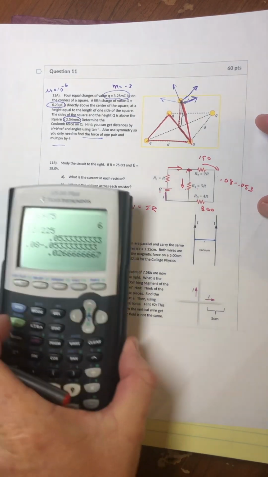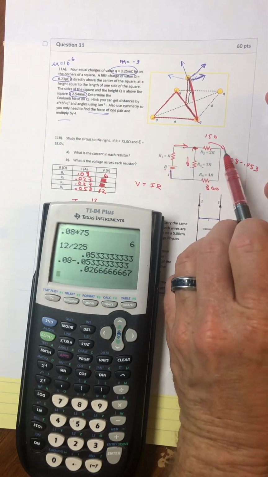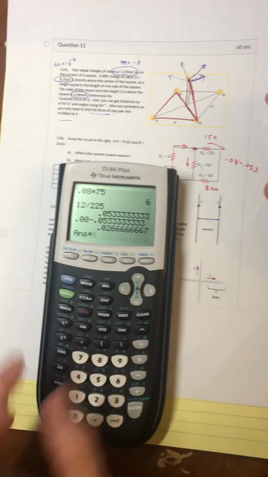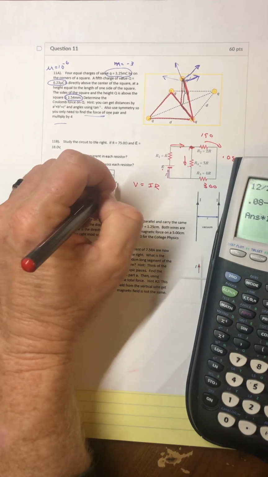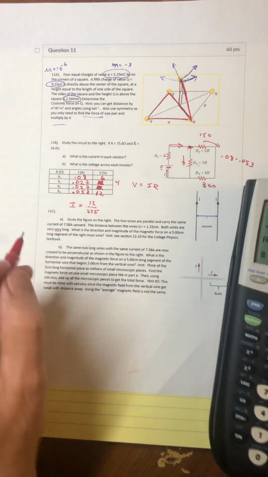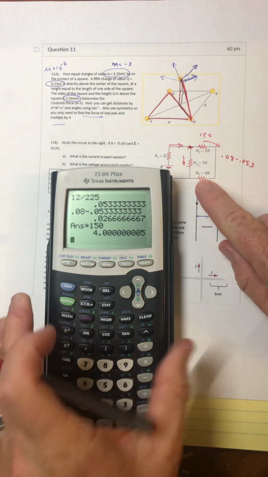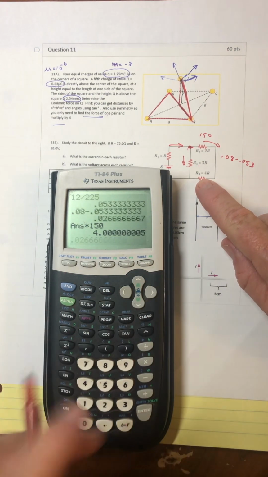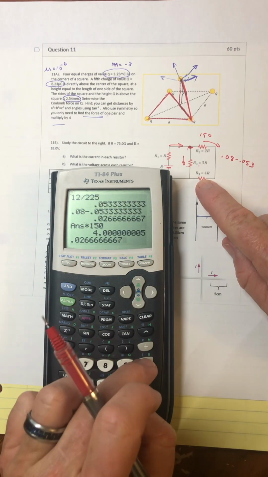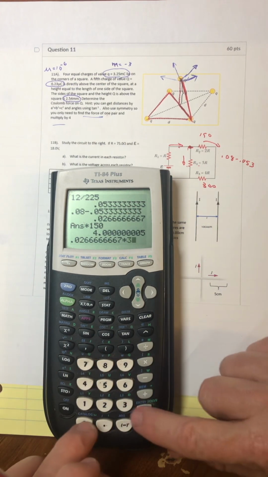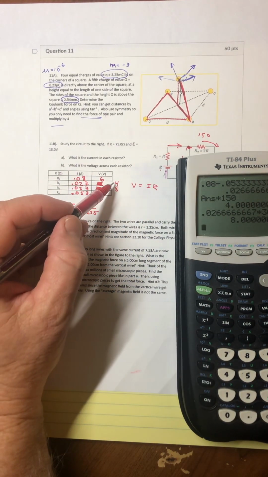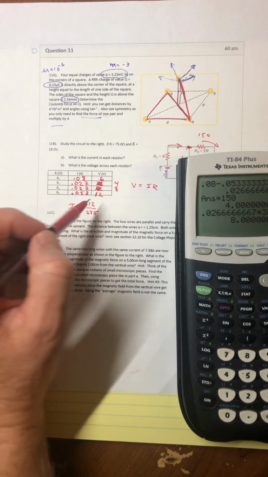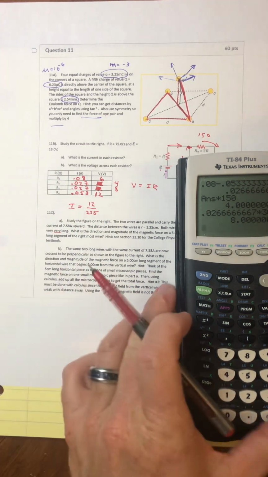But I can just take then that current that is in number 2 and multiply it by the 150. And so that's a 4 volts. And then I can do the same thing with number 3. I can take the current here that is in number 3 and multiply it by the 300 ohms, and I get 8. And good, the two voltages here, the 4 and the 8, add up to the 12.